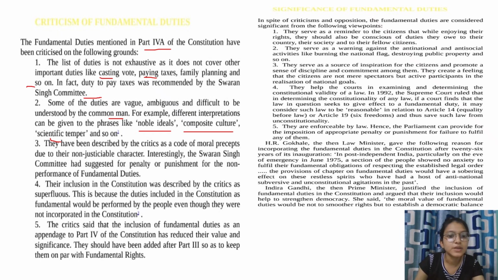They have been described by the critics as a code of moral precepts due to their non-justiciable character. As I said, they're there for the sake of it. If anyone doesn't feel like doing their duty, they cannot be punished, because they are non-justiciable. You cannot bring a person to court just because he is not abiding by his duties. Interestingly, the Swaran Singh committee had suggested penalty or punishment for the non-performance of fundamental duties. But the government denied that, saying people are free to do their duties if they are willing to do so.